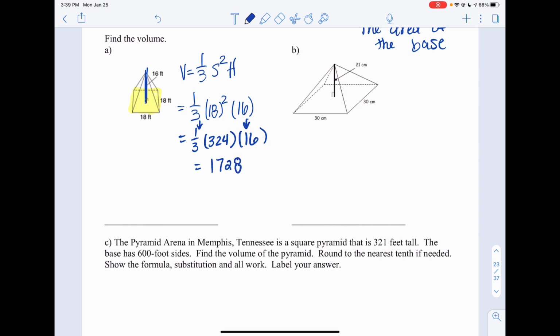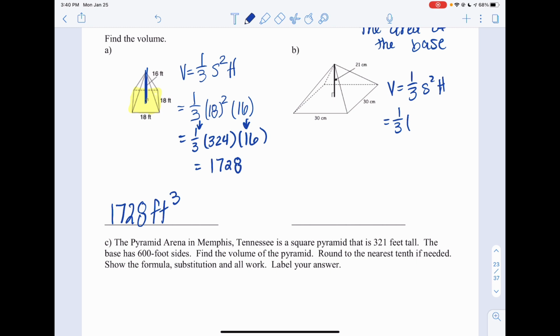Okay, now this isn't my final answer because you still have to put a label to it. So my final answer is 1,728 cubic feet. Okay, and once again, we're doing the same thing with B. So first thing, your equation. My second step is going to be substitution.